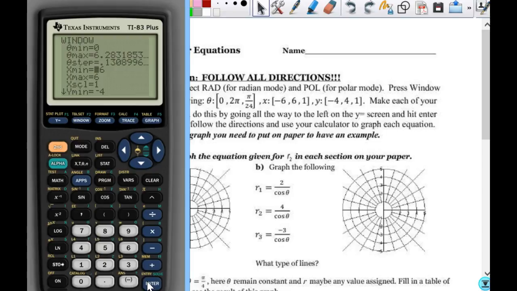-6 to 6, 1, and then -4 to 4, and 1. Okay, so make sure all that's happening so that all these will fit in your window, because this was all done very beautifully so that everything fits and works. Okay, we all good on that? Were you following the directions yesterday okay?